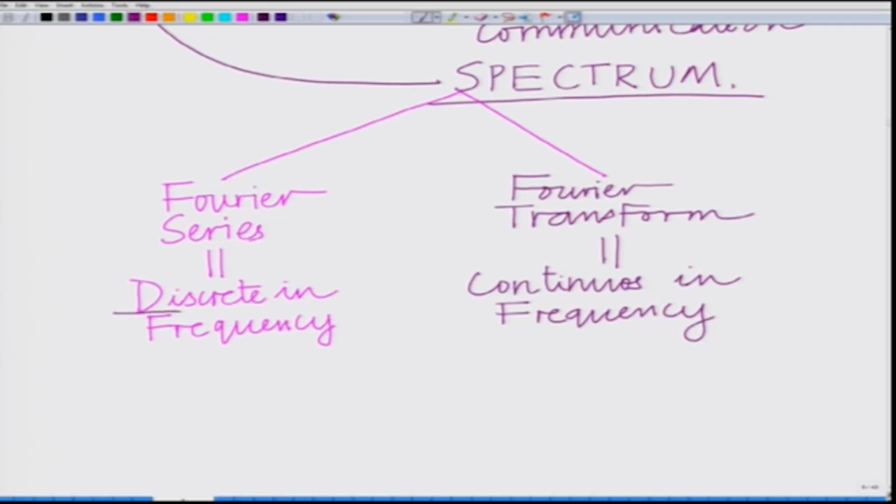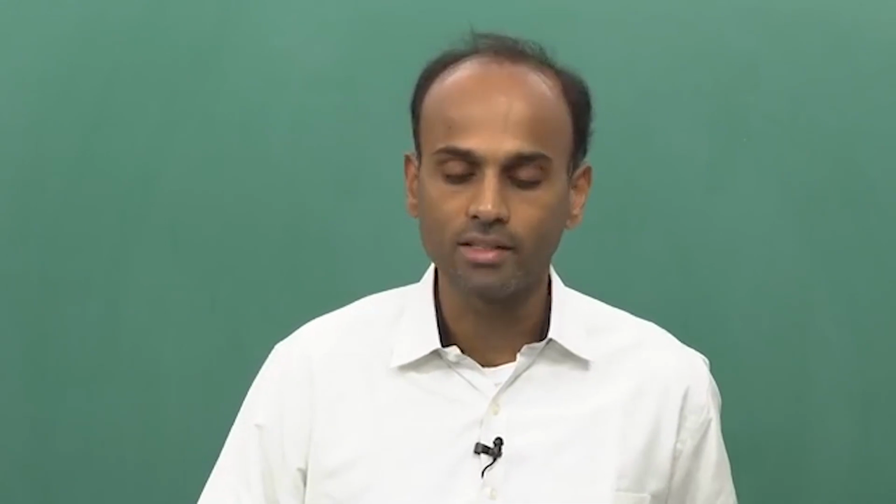So, we have the Fourier series which is discrete, and the Fourier transform which is continuous in frequency. We have more kinds of frequency domain representations, but for the purpose of this course, these two are going to be sufficient. One is the Fourier series, which is discrete in frequency, and we are going to look at it in greater detail, and the other is the Fourier transform, which is continuous in the frequency domain. First, let us start looking at the Fourier series representation.